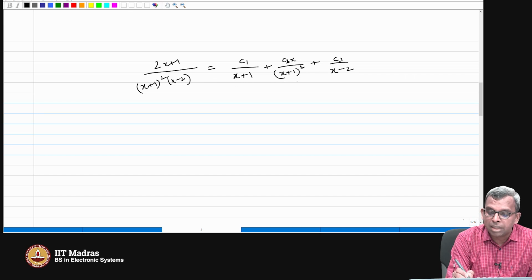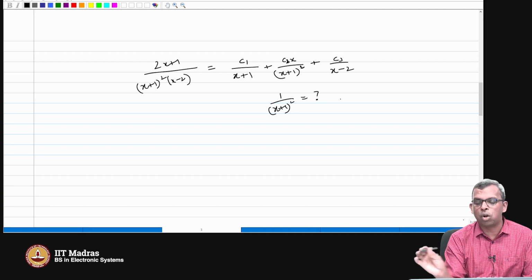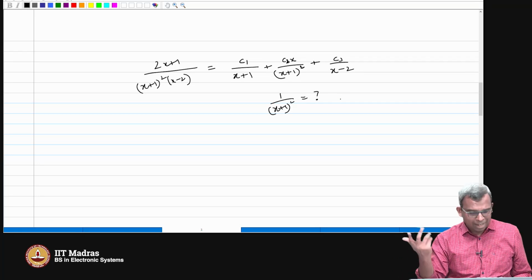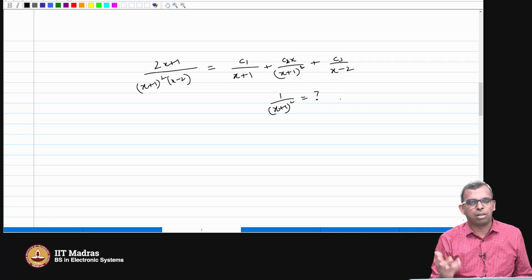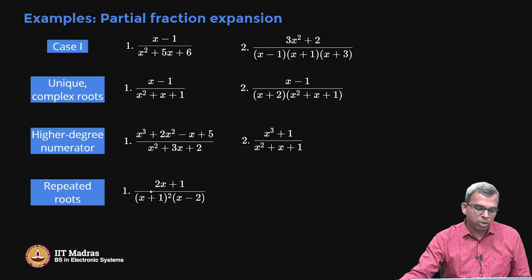And what do you do for terms like this? How do you expand 1 by x plus 1 whole squared as a power series? Okay, this is also a bit tricky, so you'll have to do some differentiation, and it will be like a different form of the power series. Okay, so basically this is a slightly more complicated case when you have repeated roots. I will leave it to you to look it up, or when we have an advanced course, maybe later on we can see this in more detail. But repeated roots are a little bit more complicated. You can do the same thing, but it's not exactly similar to what we've done before. You do a partial fraction expansion with more work.